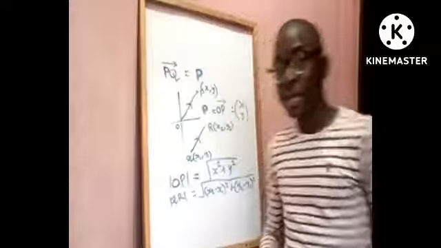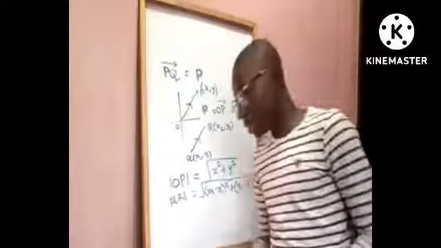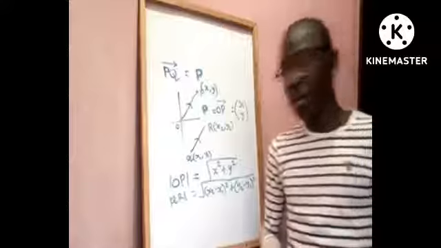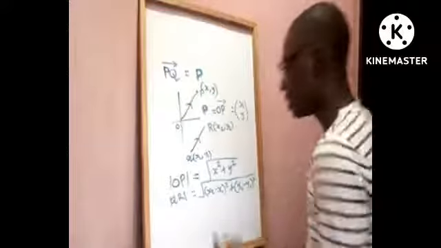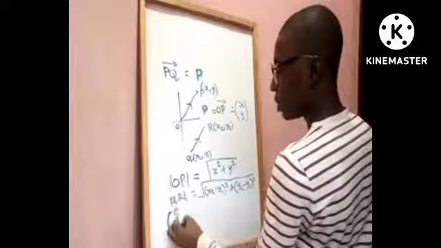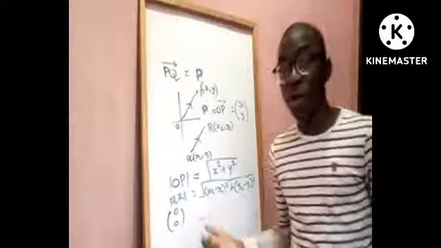Now moving on to the next terminologies, we have the zero or null vector, which has zero magnitude. It has no magnitude and no direction, and it is written as 0 or as a column vector with 0 and 0. So this is a vector that has no magnitude. It is called a zero vector or a null vector.